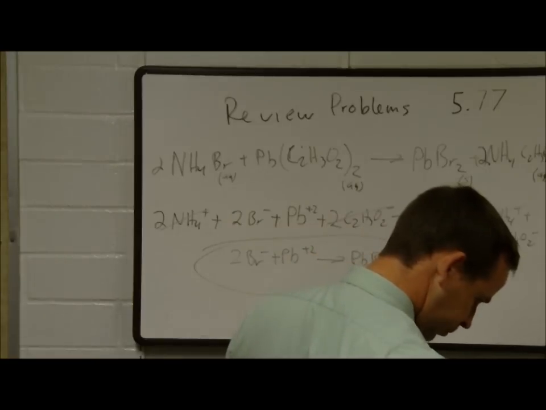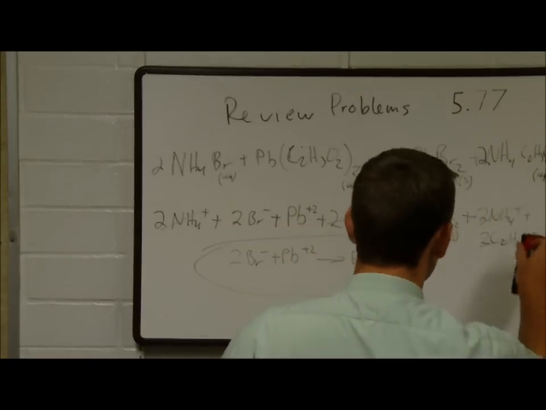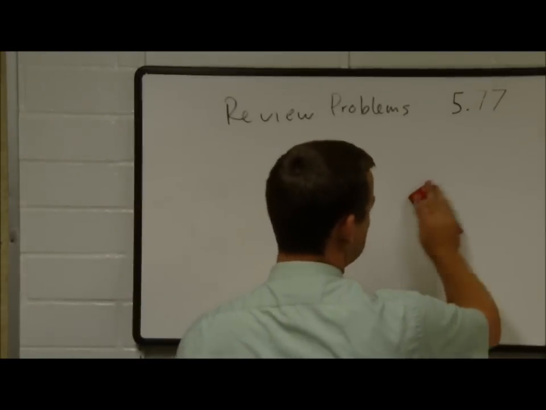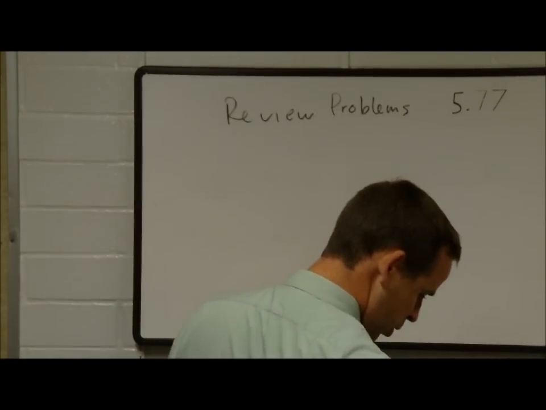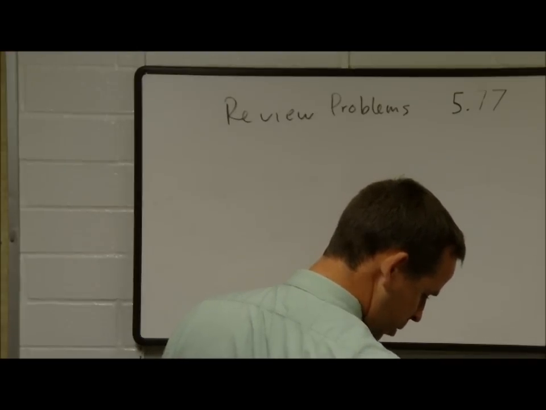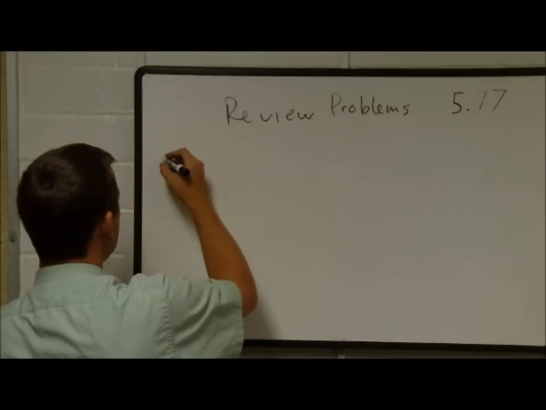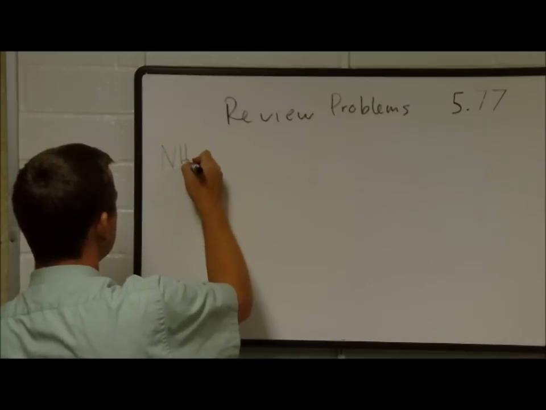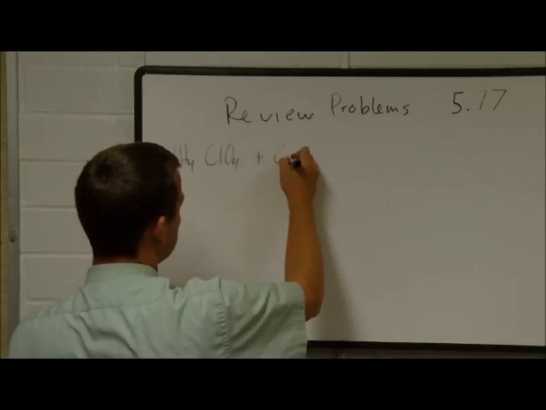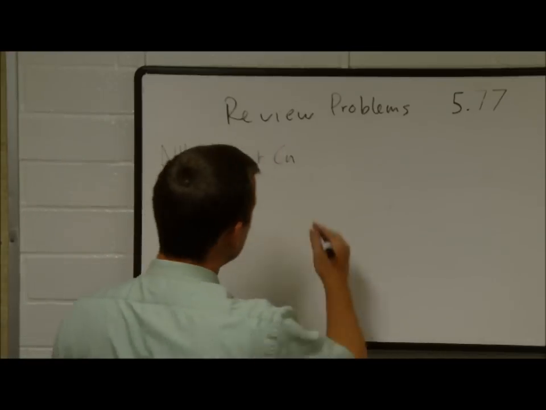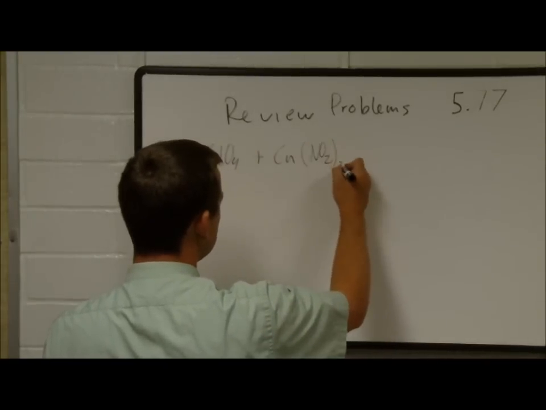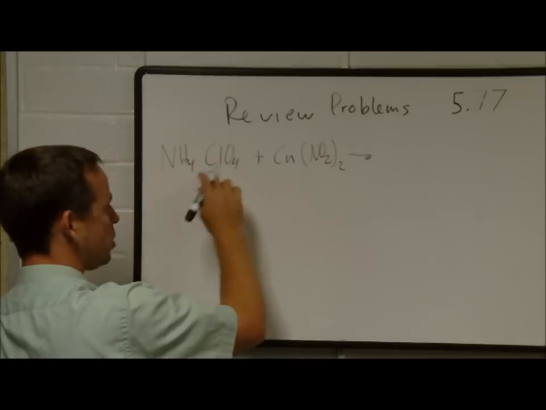All right. D, I feel no reaction coming on, right? This is the last one, and we haven't found one yet. Ammonium perchlorate and copper nitrate. Ammonium, NH4 perchlorate, ClO4, plus copper 2 nitrate. Nitrate, right? Yeah, NO3, and there's going to be two of those because a nitrate has a minus 1 charge.